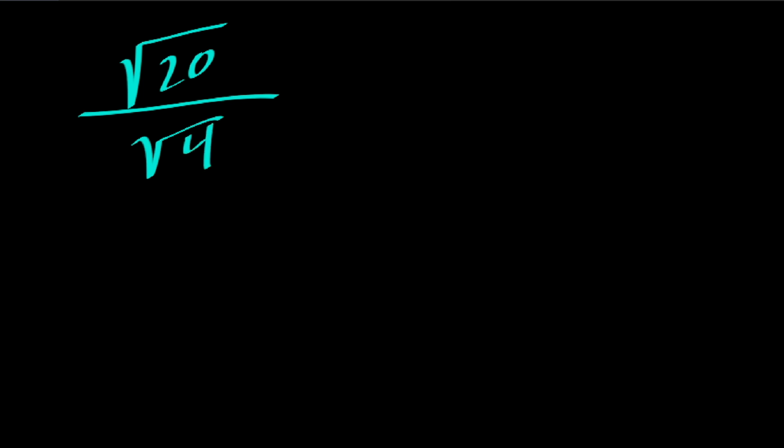So let's say we have, let's do the square root of 20 divided by the square root of 4. All right, so now once again, we have two square roots. We can divide what's under our square root. 20 divided by 4 is 5, and then we can keep that under a square root. All right, it's that simple.